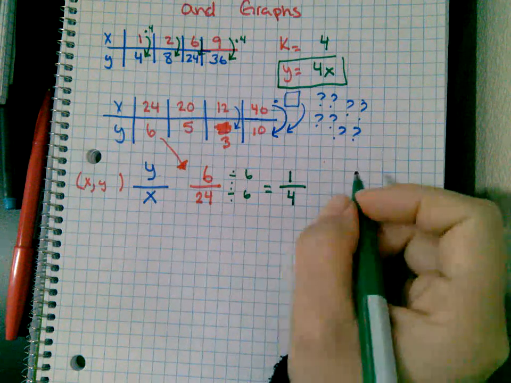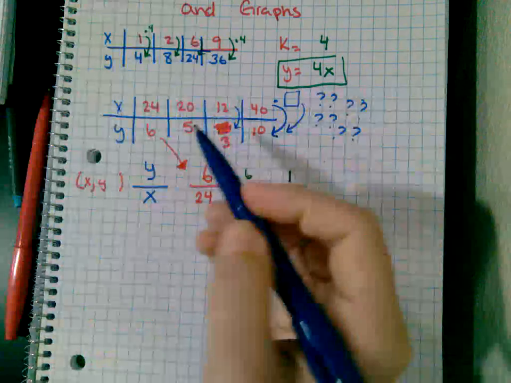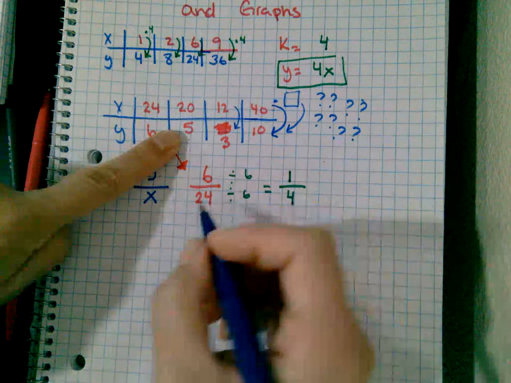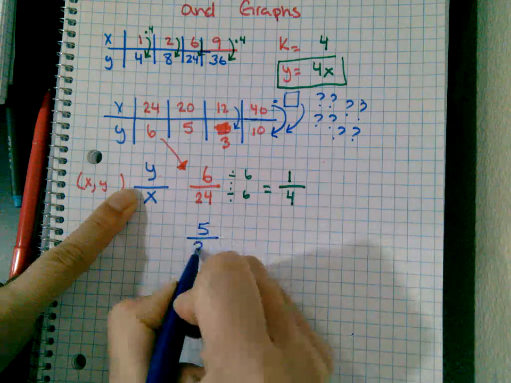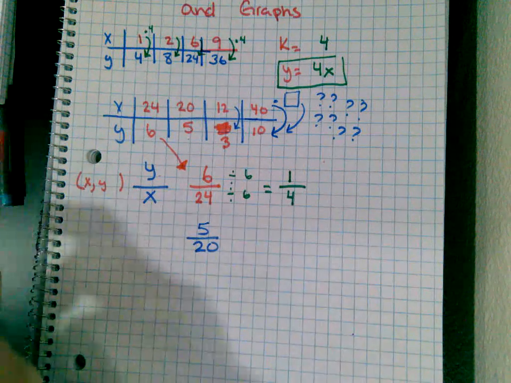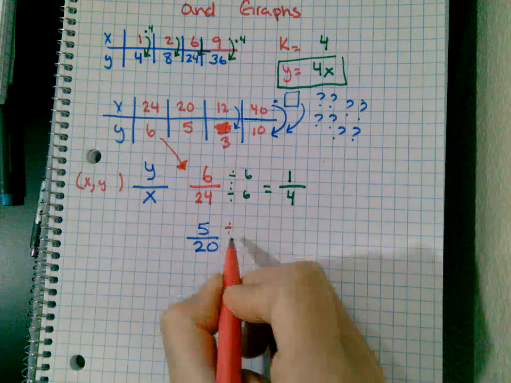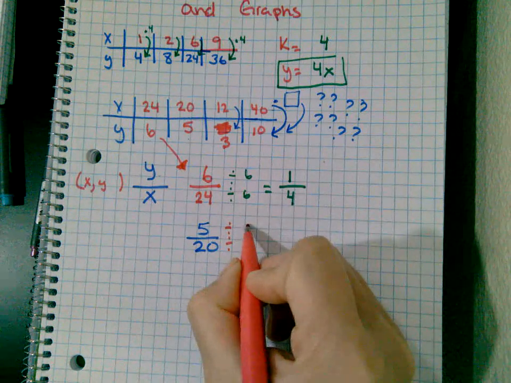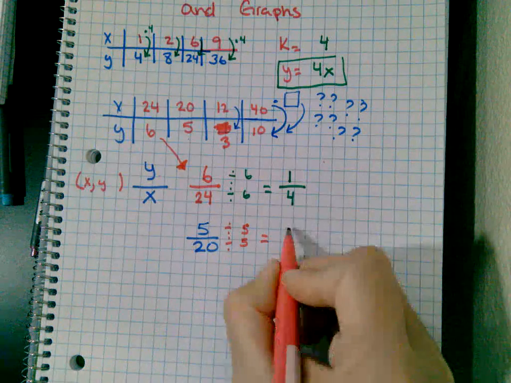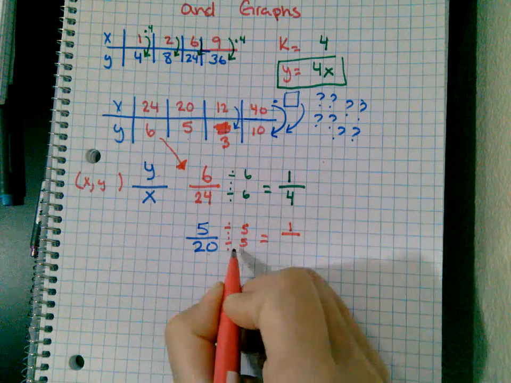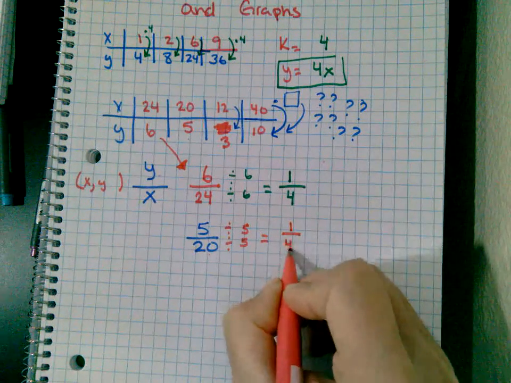Wonder what that means. I'm not really sure. I'm going to do another fraction. Let's take this one and write it as y over x, so 5 over 20. I'm going to divide this by 5. 5 divided by 5, 1. 20 divided by 5, 4.